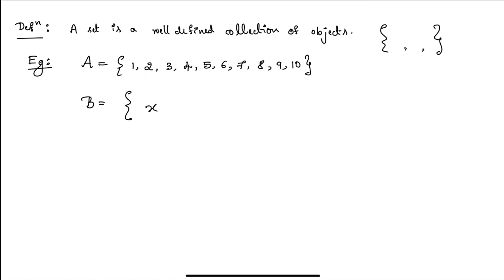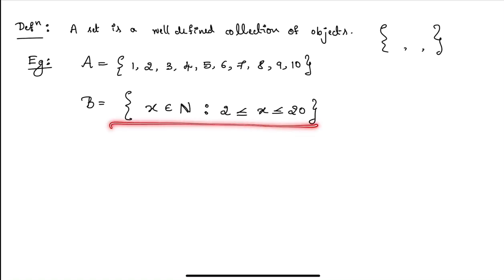We can also write a set differently. Suppose I take one more set. We are collecting numbers, which numbers? Natural numbers. We know that natural numbers are denoted by N. So we are collecting the numbers in the naturals, in between 2 and 20. This is one more form of writing a set. Here we are explicitly writing the elements, and here we are describing the elements' nature.